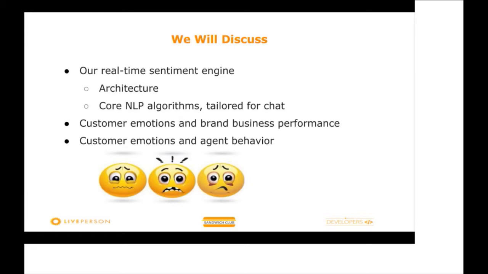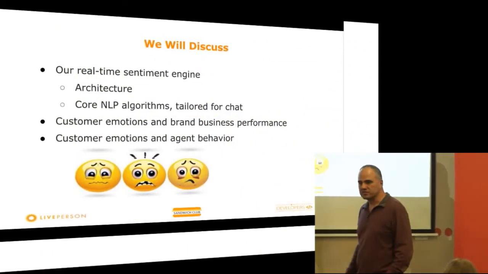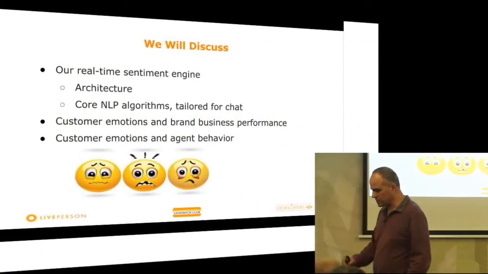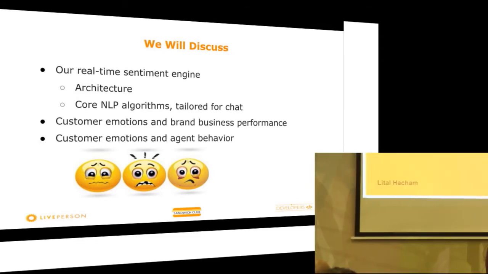What are we going to discuss today? So first, we are going to discuss the real-time sentiment engine that we have in terms of architecture. This is going to be the first speaker. Then the core NLP algorithm, second speaker after me. Then how customer emotions are affecting the brand performance in terms of business performance. And finally, how these customer emotions are affecting the agent's behavior and performance. So these are the issues that we are going to cover in this talk.